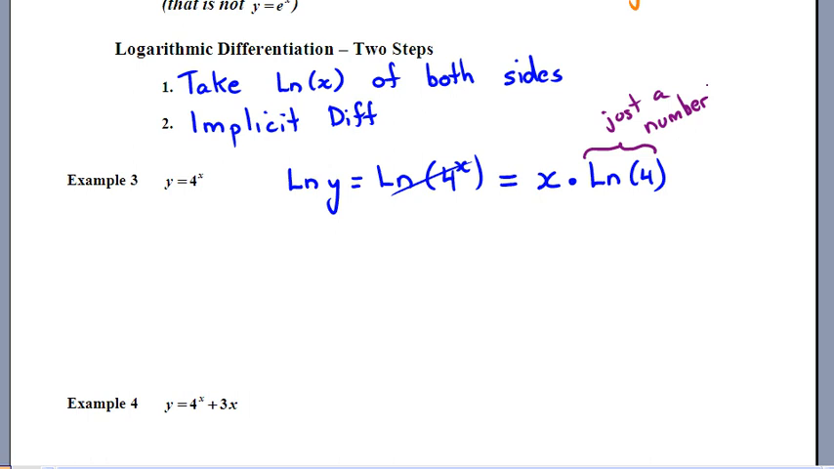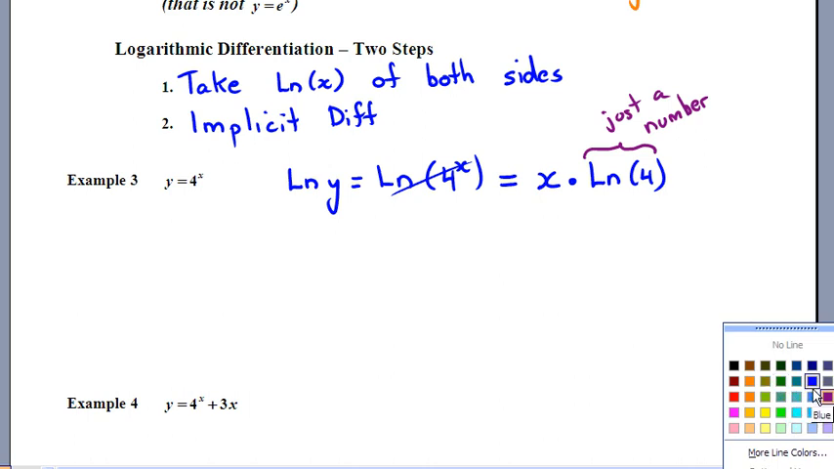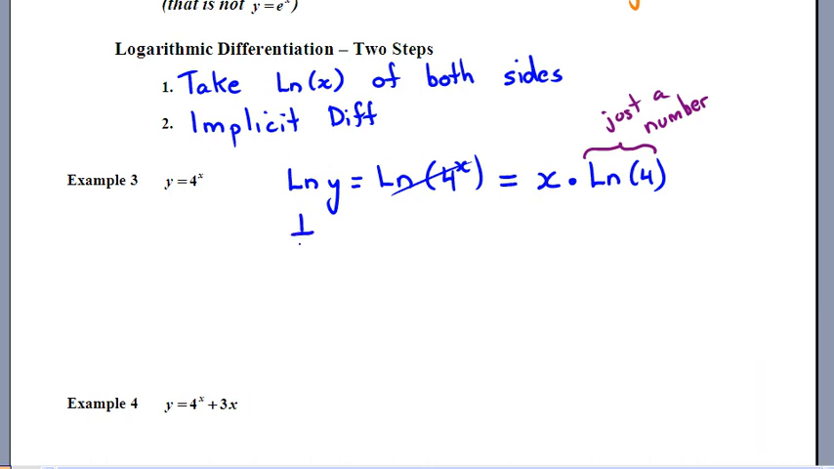Let's take the derivative of both sides. So I do my derivative of ln y. I'm going to cheat when I do that. And I'm going to say that you're going to get 1 over y times, all right, fixing the cheat, y prime. Ooh, that's okay, I want that.